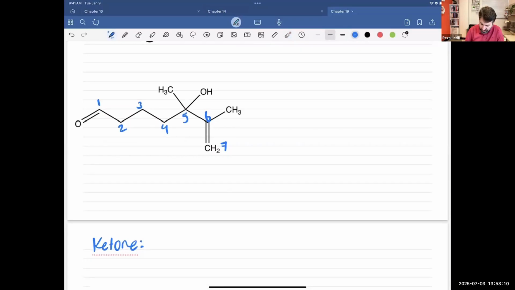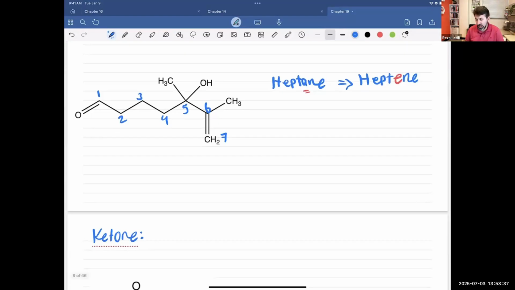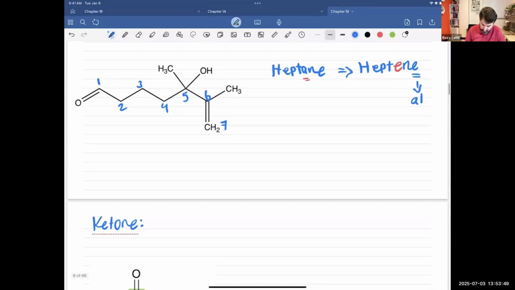And again, we have 7 carbons, supposed to be heptane. Okay, I do have a double bond. So we're going to replace the A-N-E by E-N-E, and then we're going to turn it to heptene. Okay, heptene. And if we want to turn it to aldehyde, the last E at the end, we're going to turn it to Al. So it will be heptenal.